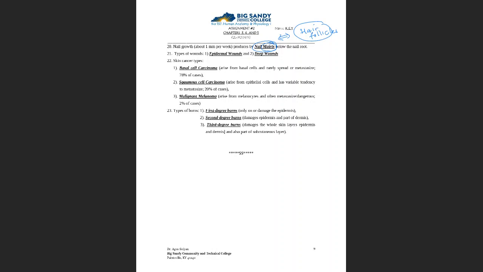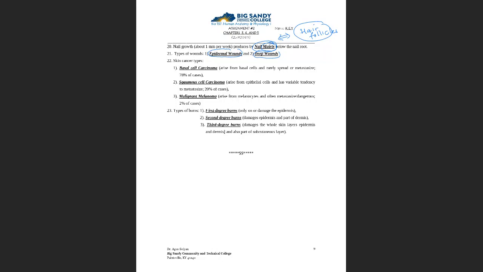Types of wounds on the skin are called epidermal wounds and deep wounds. Epidermal wounds mean wounds that happen in the epidermis, and they are usually easy to replace. A deep wound, if it goes deep, sometimes becomes a scar. So it's scar tissue. Skin cancer, there are 3 types.